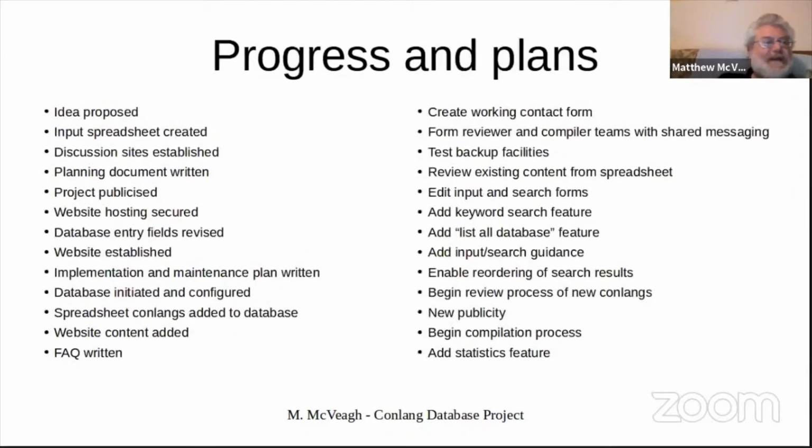So progress and plans: on the left is a list of things we have done, all in the passive voice, and on the right a bunch of plans and ambitions and intentions. So, you know, it's kind of half and half. So we've got pretty far. We've got a lot more to do. I've got a lot of detail in there about, you know, edit the input and search forms, add various features. We haven't begun the compilation process at all. So there's a lot of things to do.